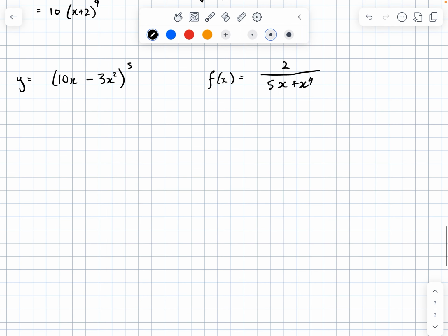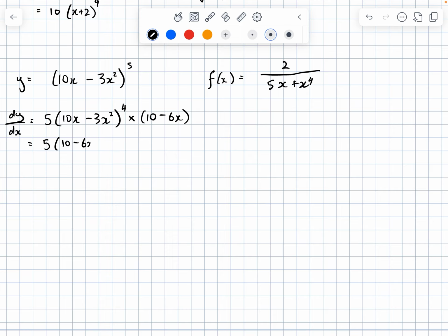Our next question, same rules. Bring the power in front, rewrite the inside function just as it is, reduce the power by 1, so that's the outside differentiation done, and then times by the inside, I have 10 minus 6x. Now I need this in brackets because if I don't have brackets, then this function is only multiplied by the 10, not the 6x, so I need it in brackets. I can simplify this simply by doing 5(10 minus 6x)(10x minus 3x squared) to the power of 4.